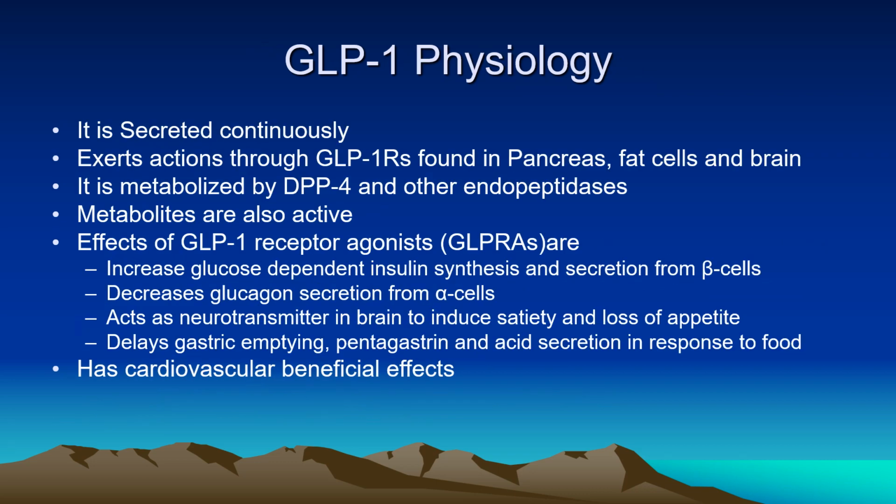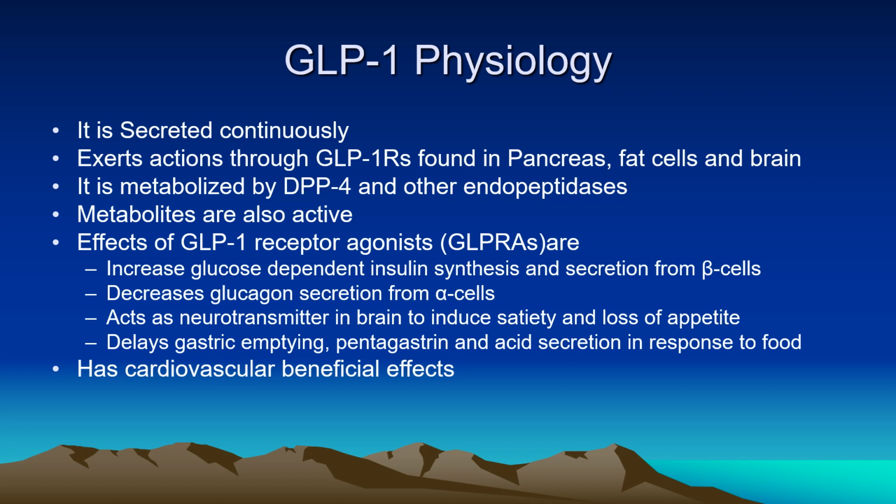Now, the physiological effects: GLP-1 is actually secreted continuously with meal-associated surges, and the receptors which are found in the pancreas, fat cells and brain are stimulated. Normally it is metabolized by the DPP4 enzyme and other endopeptidases found in these cells, and some of the metabolites are also active. There are four characteristic effects of GLP-1 which should be understood.